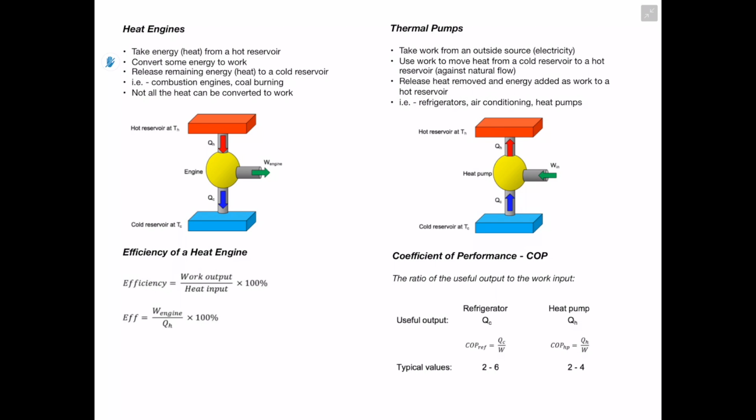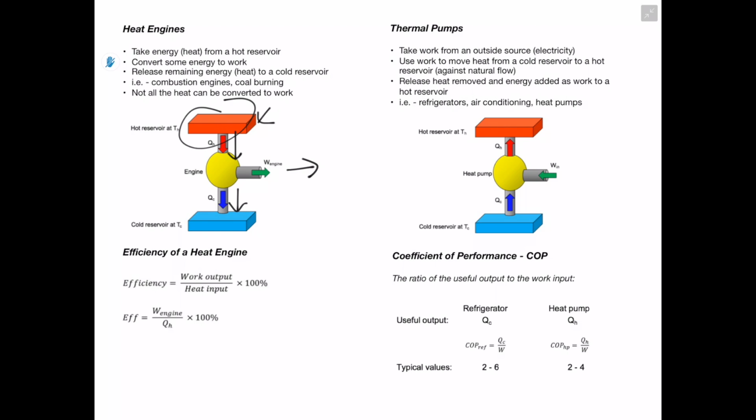So let's take a look at this diagram here of a heat engine. We take energy in the form of heat up here from this hot reservoir, and it's going to move down into our engine, and the engine is going to use that heat in order to put out some form of work, usually mechanical. Whatever heat is left over from our hot reservoir, or whatever energy didn't get converted, is going to go down into this cold reservoir.